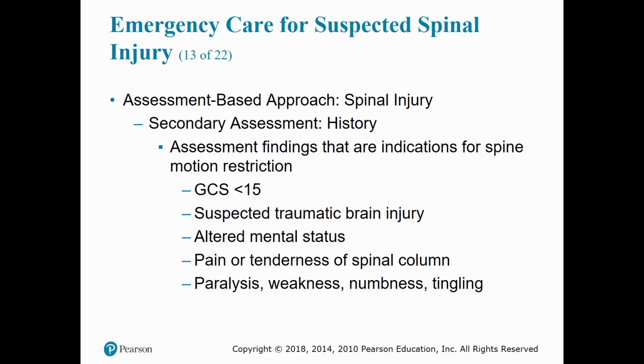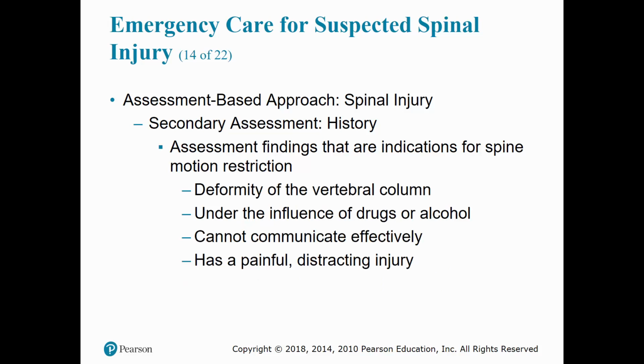After a thorough assessment of a patient with blunt and penetrating trauma, these indicators show that the patient should be transported with spinal motion precautions. Such as GCS less than 15, suspected TBI, confusion, paralysis, weakness, numbness, and tingling. Any deformities, influence of drugs or alcohol, distracting injuries, anything along these lines would be indication for spinal motion restriction.